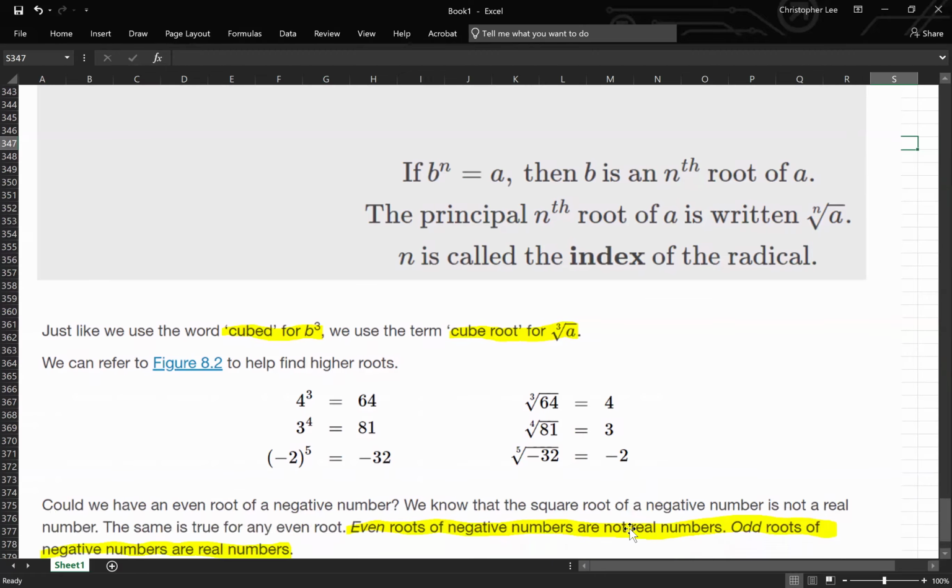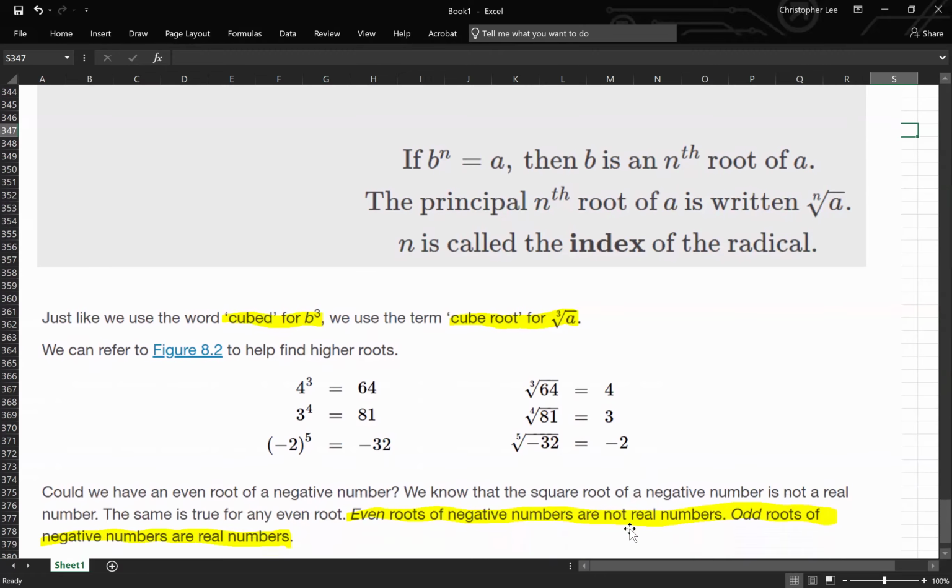So could we have an even root of a negative number? We know that the square root of a negative number is not a real number. The same is true for any root. Even roots of negative numbers are not real numbers. Odd roots of negative numbers are real numbers. Okay?